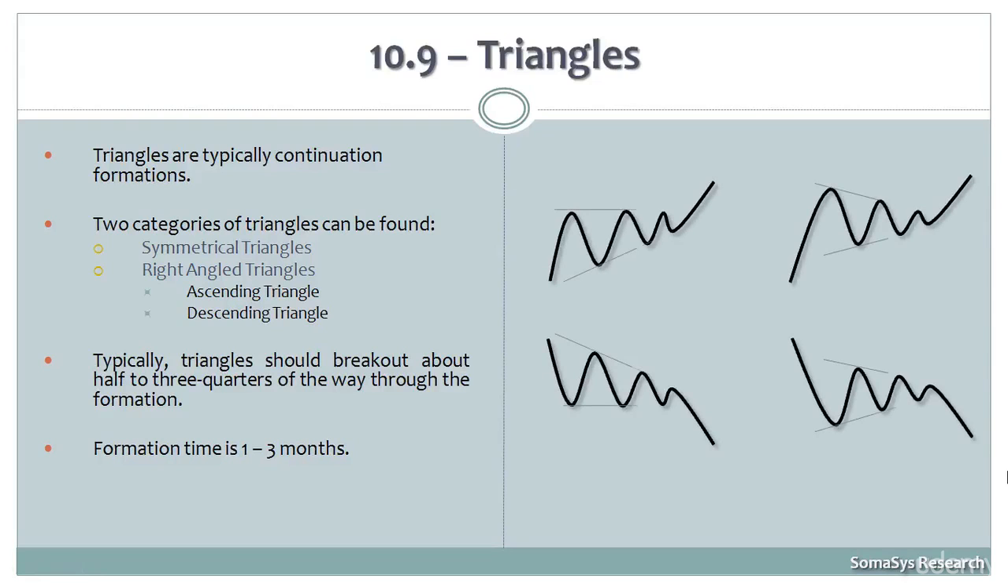Triangles are typically continuation patterns, and they can be categorized into two: symmetrical triangles and right angle triangles. Now this right angle variety can further be classified as ascending triangle and descending triangle. Now typically triangles should break out about half to 3/4 of the way through the formation, and the pattern's formation time is 1 to 3 months, and that's on daily charts.